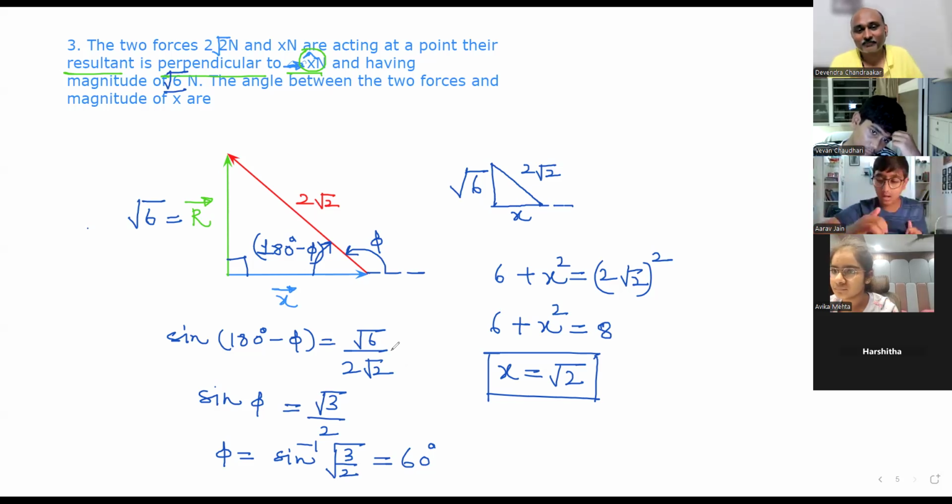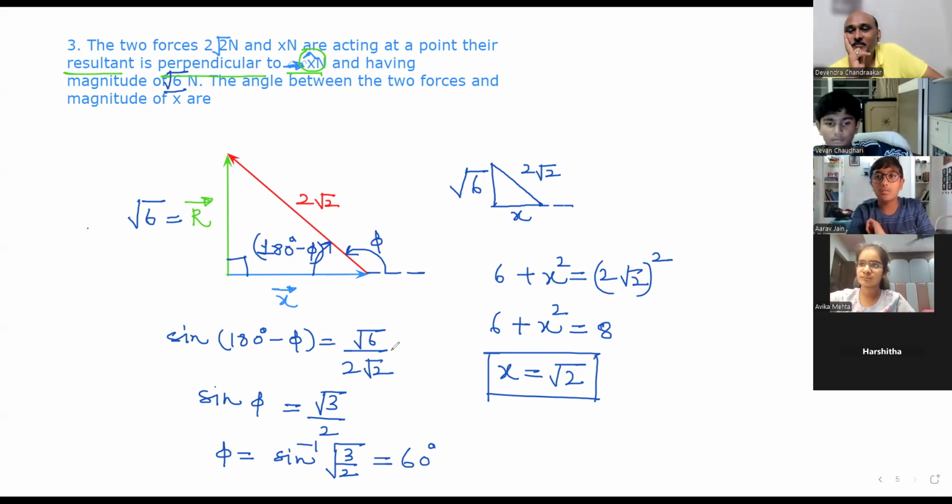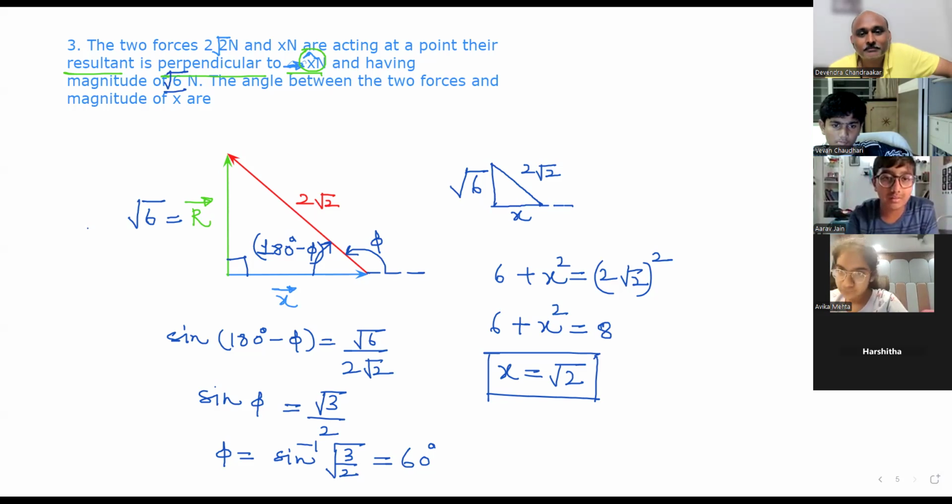But sir, the answer in the book, when I was checking my work after the book exercise, it's coming as 120. It's coming as 120. Yes, so he is saying it correctly.